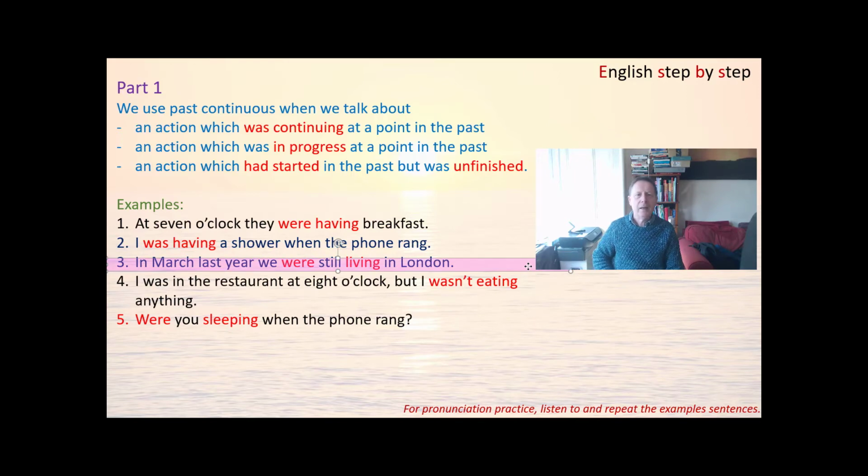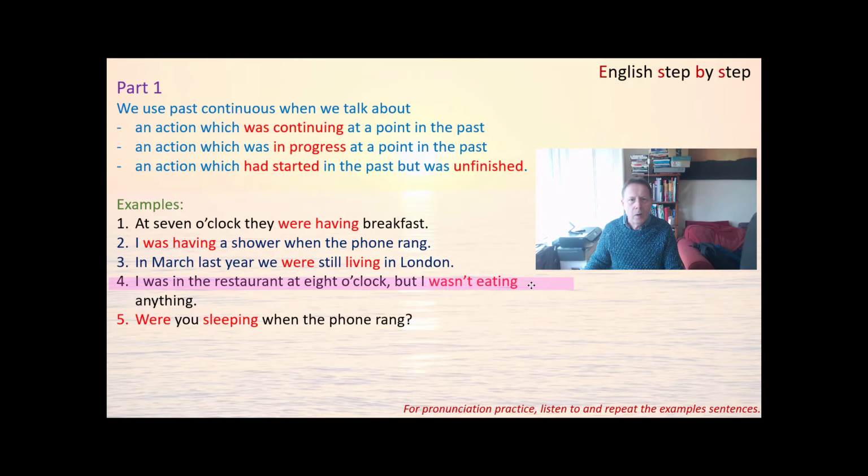Example number 3. In March last year, we were still living in London. So we were living in London. That situation was continuing at a point in the past. What is the point? March. So in March, that's the point of time, we were still living in London.